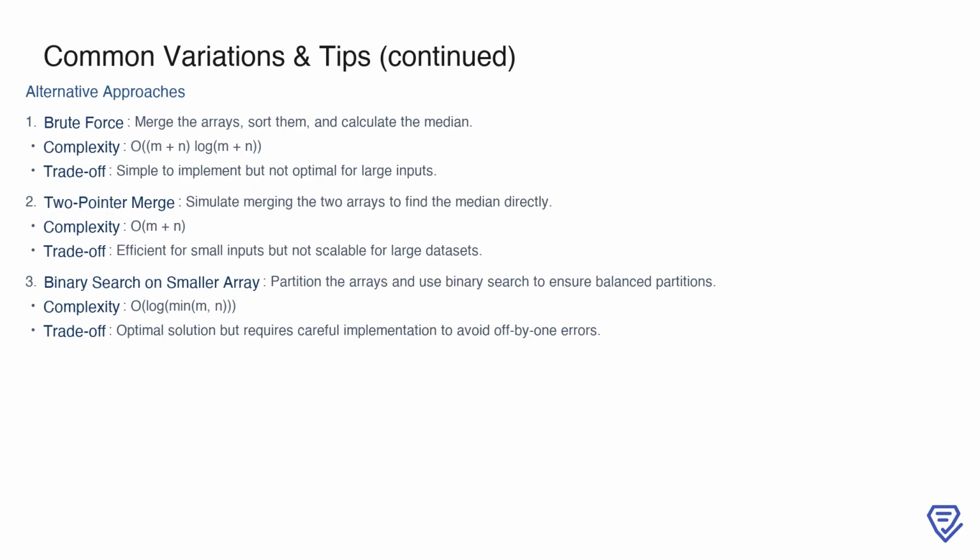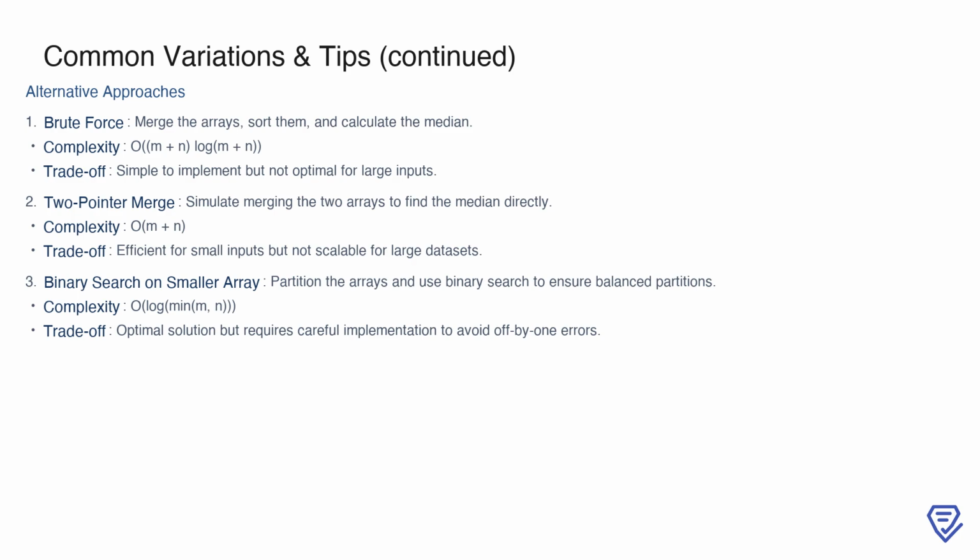Finally, let's look at some alternative approaches to solving the problem, along with their trade-offs. The brute force approach involves merging the two arrays, sorting the result, and then calculating the median. While simple to implement, this method has a time complexity of O((m + n) log(m + n)), making it inefficient for larger inputs. A more efficient option is the two-pointer merge technique. Here, you simulate the merging process of the two arrays to locate the median directly. This has a time complexity of O(m + n), which is better, but it's still not ideal for very large datasets.